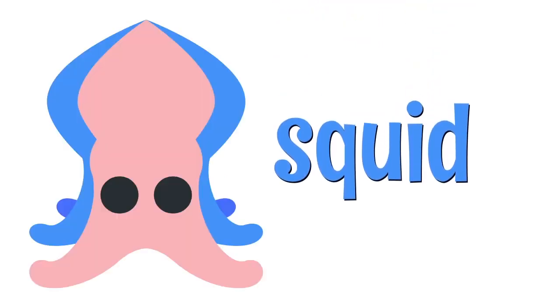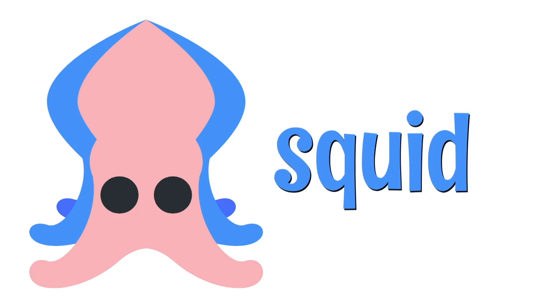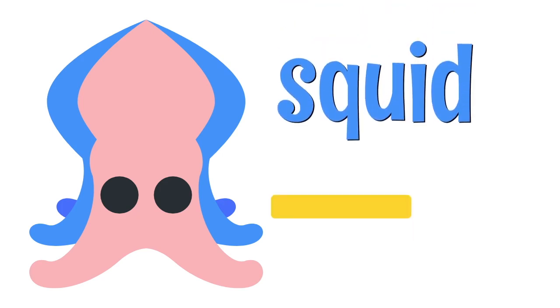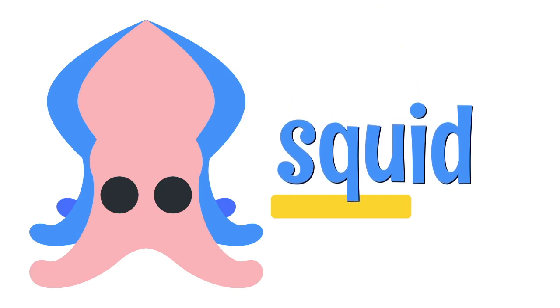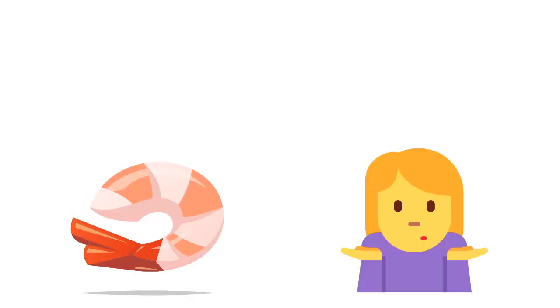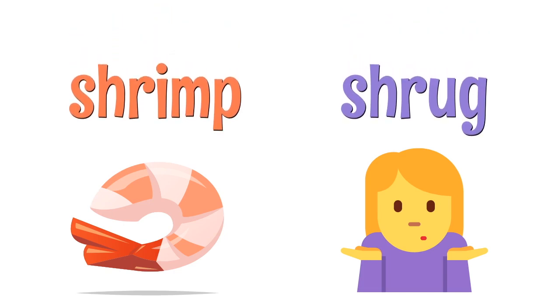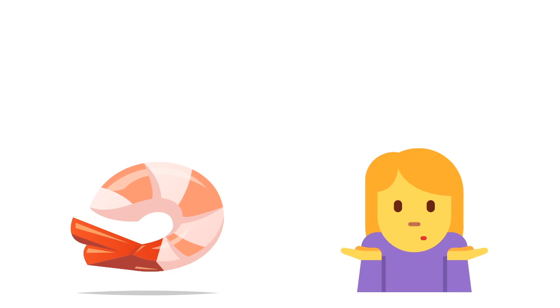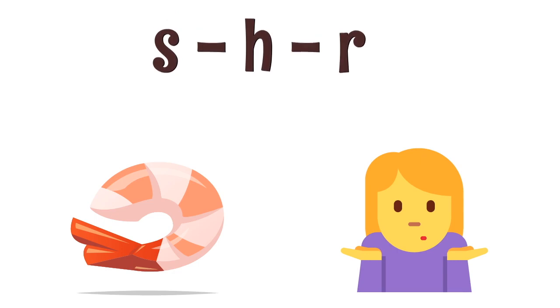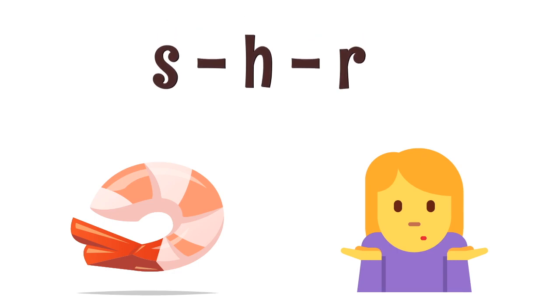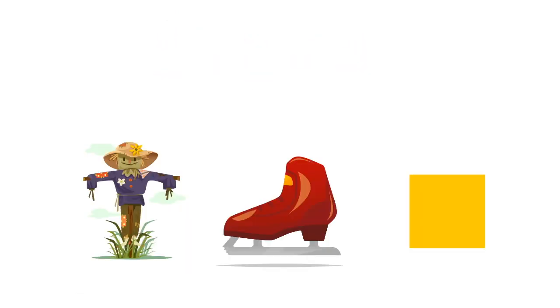What is this? It's a squid. Do you know what the beginning blend of the word squid is? The beginning blend of the word squid is SQU, squid. This is a picture of a shrimp and a picture of a shrug. Do you know the beginning blend? The beginning blend of these words is SHR, shrug and shrimp.